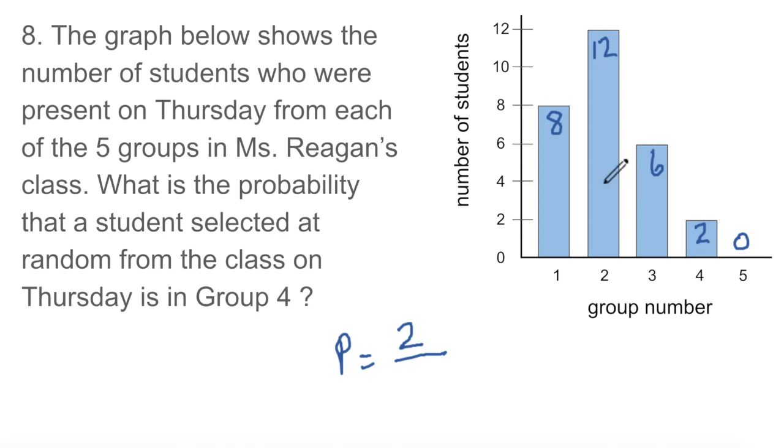So let's see, how many are there? There's 8 plus 12 plus 6 plus 2. So let's see, that looks like 28 to me. Just adding all these together to get the total possible number of outcomes. And we can reduce this because they're both even, so we're going to get 1 over 14.